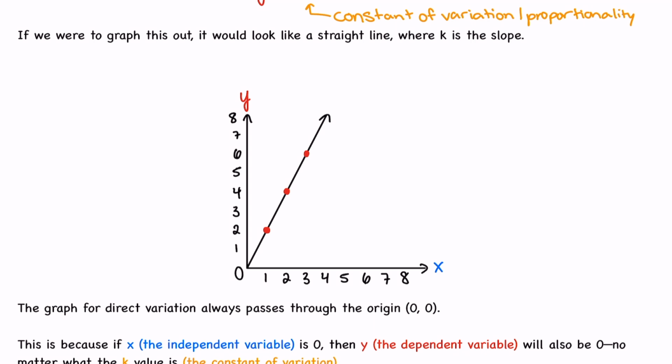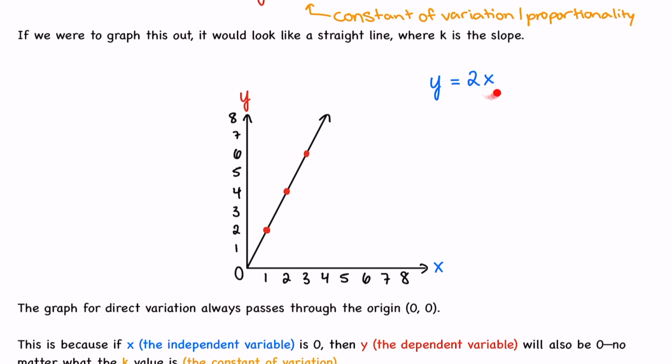If we were to graph our equation for total cost, it would look like a straight line where k is the slope. The slope tells us how steep our line is. Y would be our total cost. K, our constant of variation or proportionality or slope, whatever you like to call it, would be 2. And x would be the number of bananas that we buy.